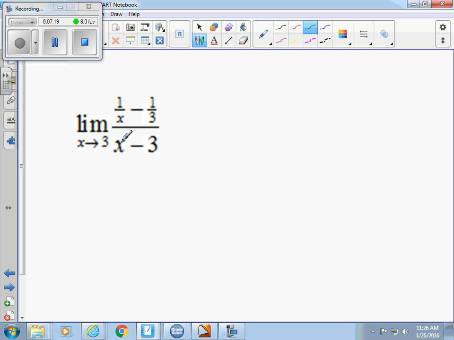That's when you have something like this on top and you foil it out. So I get the limit as x approaches 3 of 3 minus x over 3x. Everyone okay with that part so far? Yeah, sure.